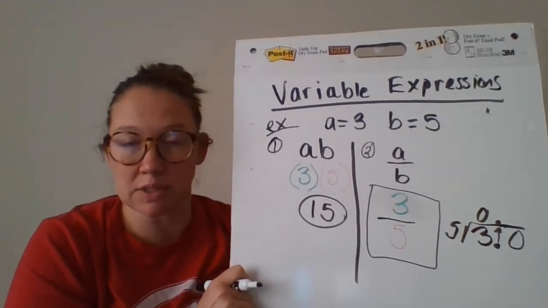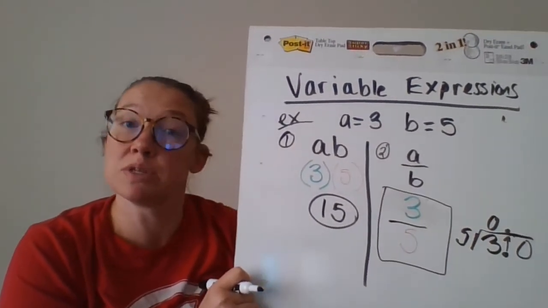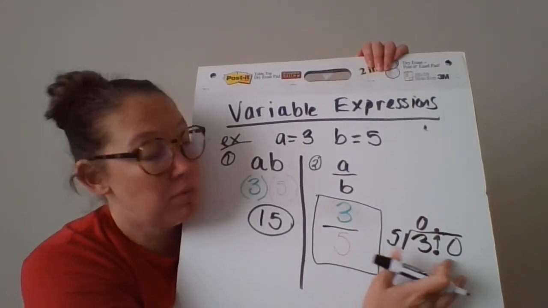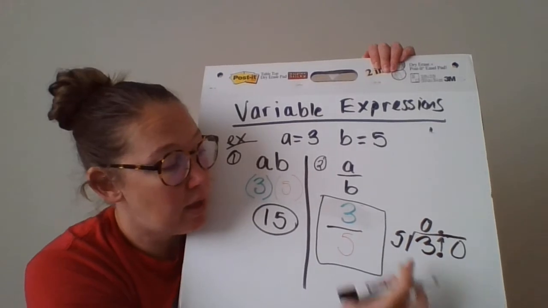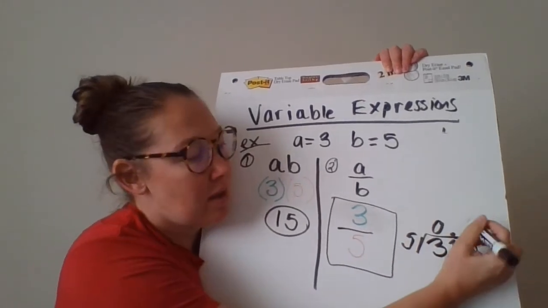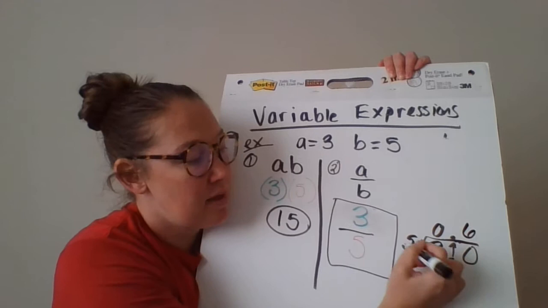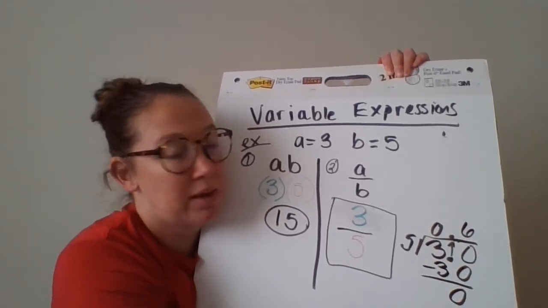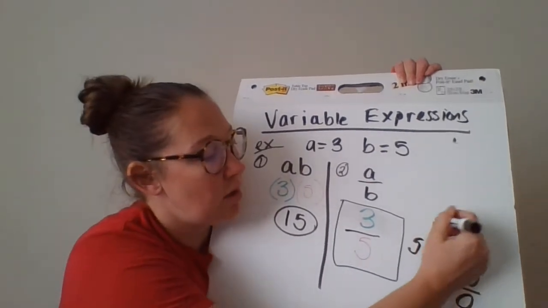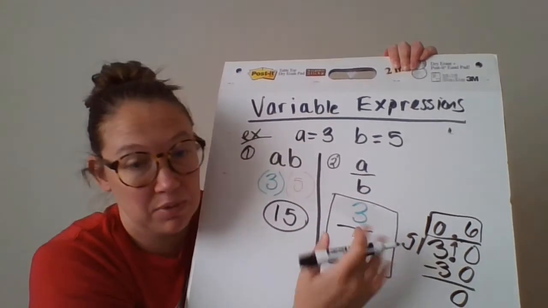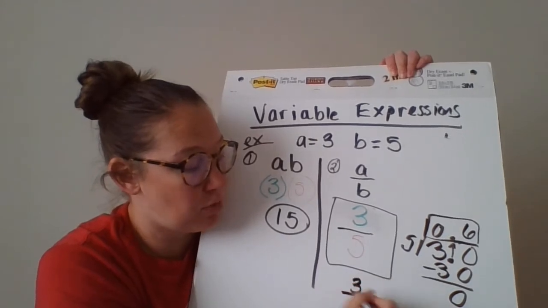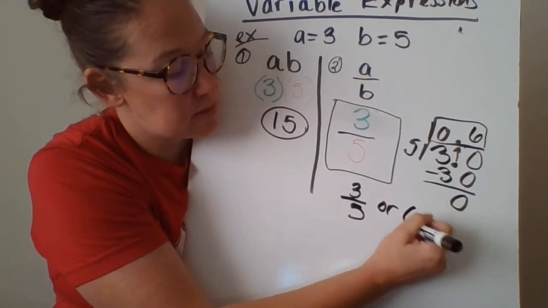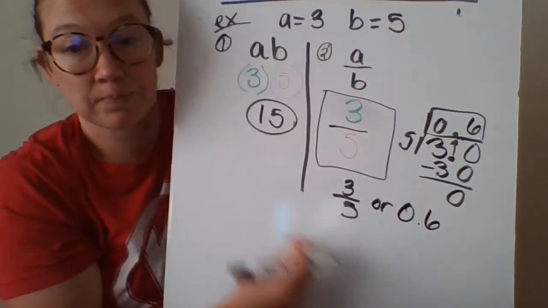3 is the same as 3.0, and 3.00, and 3.000, and so on forever. So as long as you have that decimal point, you can put another 0 out here. Okay? 5 now goes into 30 6 times. 5 times 6 is 30. I subtract, and I'm left with a remainder of 0, which means I'm done and I'm good to go. So the answer to this simplified expression is either 3/5 or 0.6.